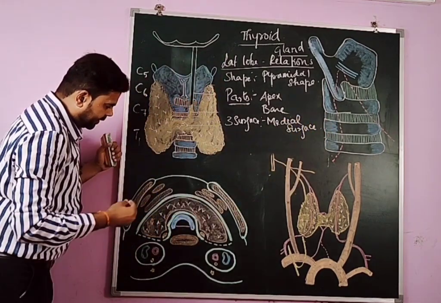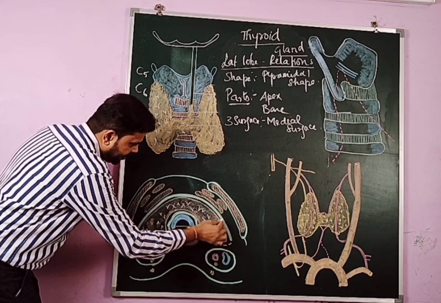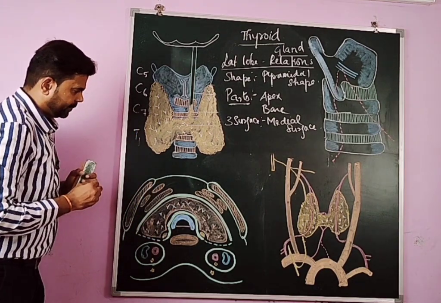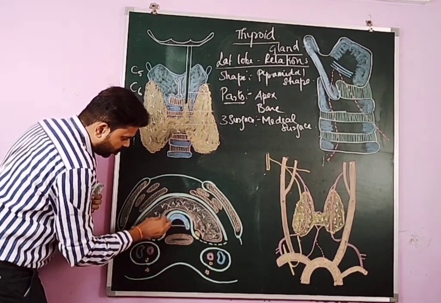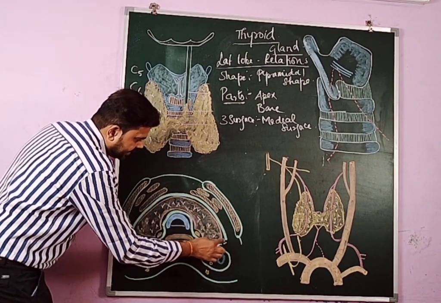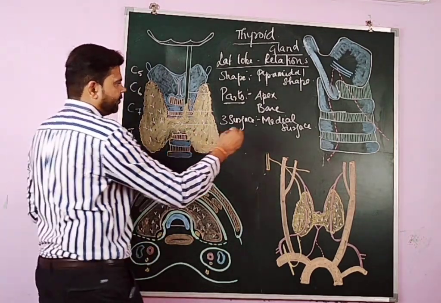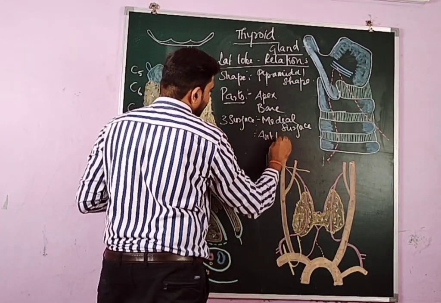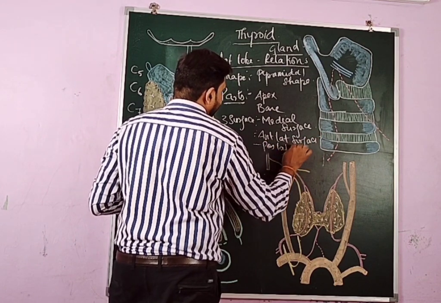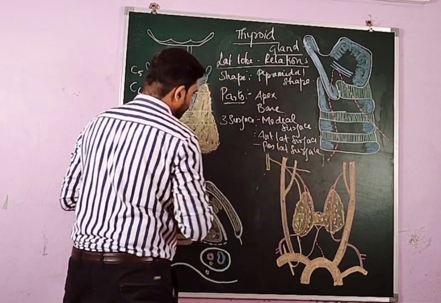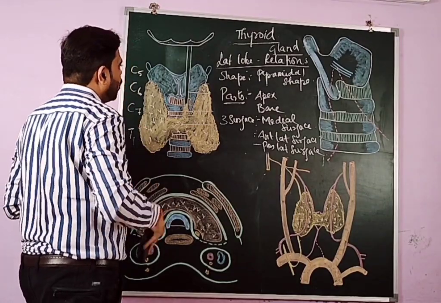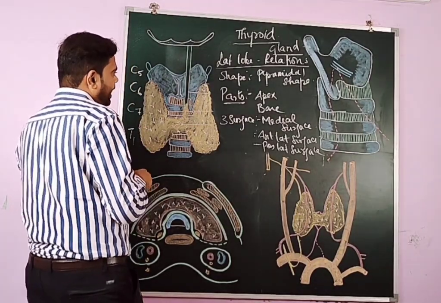You can see in this diagram, this is a transverse section. This is the thyroid gland. These are the two lateral lobes and they are connected by the isthmus. This is the medial surface, this is the anterolateral surface and this is the posterolateral surface. So we have three surfaces: medial surface, anterolateral surface and posterolateral surface. Now we'll go for the relations of each part.